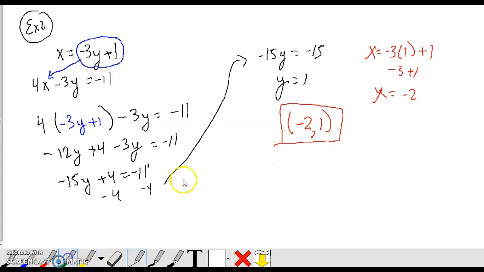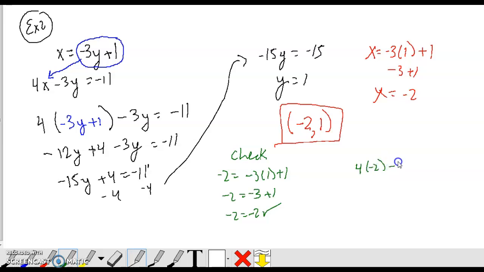All right, let's do a quick check to see if it works. So does negative 2 equal negative 3 times 1 plus 1? So negative 2 is equal to negative 3 plus 1. So negative 2 is equal to negative 2. Yay, it worked. Let's try the other one. So 4 times negative 2 minus 3 times 1 is equal to negative 11. So negative 8 minus 3, which gives you negative 11. And notice, negative 11 is equal to negative 11.